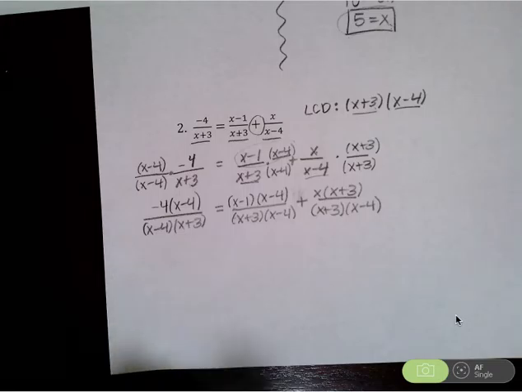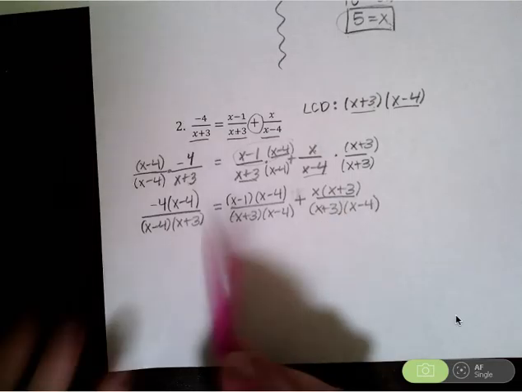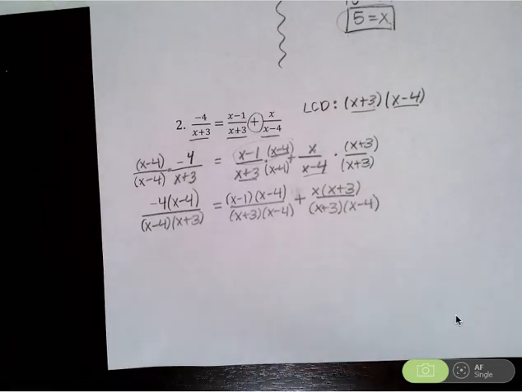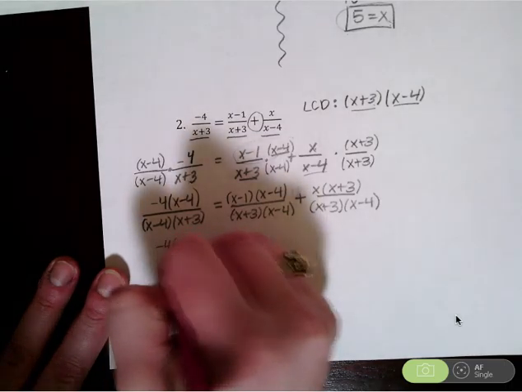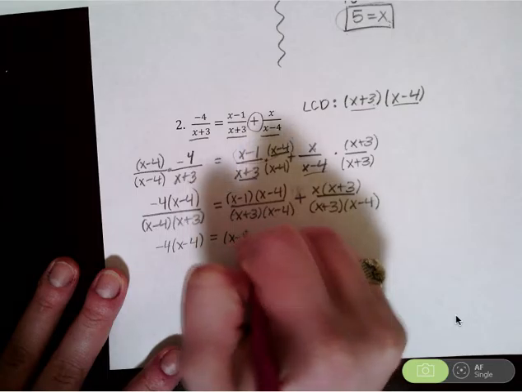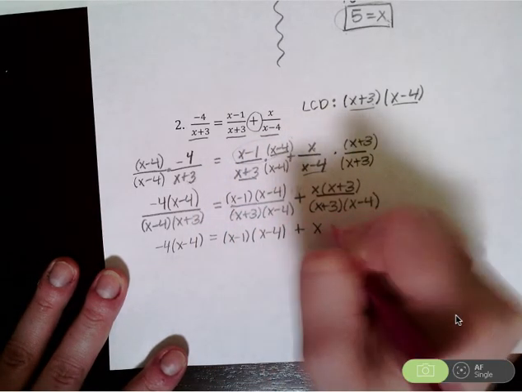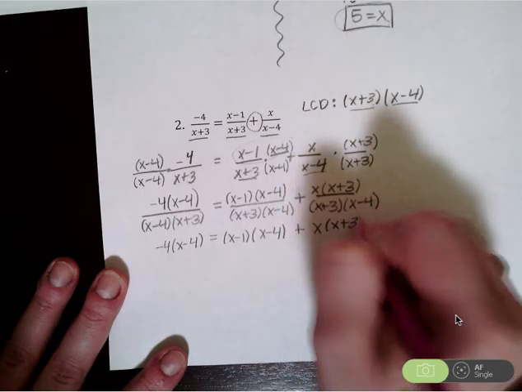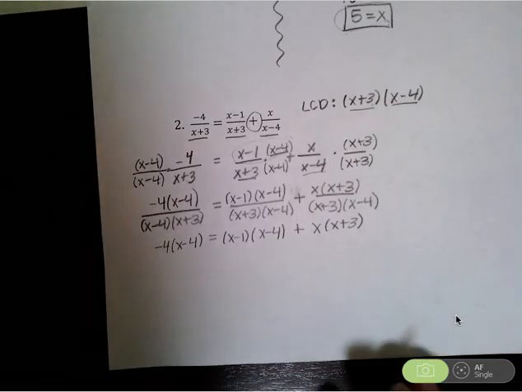Now, what we can do to save ourselves some writing is realize that since these all have the same denominator, we can basically ignore them. They don't really matter anymore. So I'm just going to rewrite it. Negative 4 times x minus 4 is equal to x minus 1 times x minus 4 plus x times x plus 3. We don't need the denominators. If you would like to keep the denominators there, please, by all means. Waste of time, okay? Don't do it.